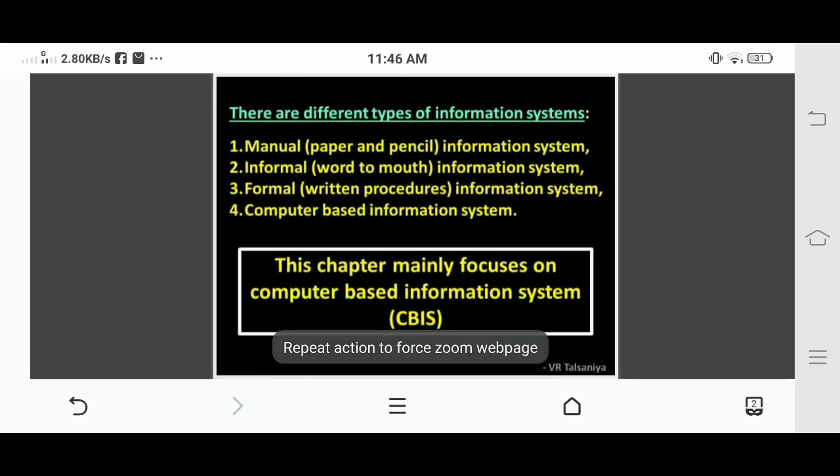There are different types of information systems, that is manual, informal, formal and computer based information systems. So these are the types in which your information systems are there, that is manual, informal, formal and computer based information system. For this chapter we'll be mainly focusing on CBIS, that is computer based information system.